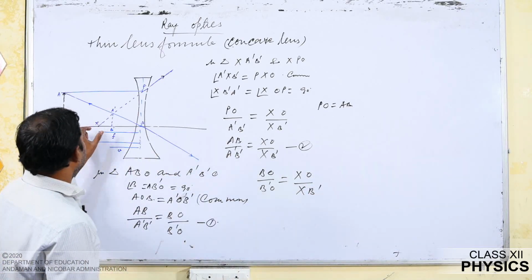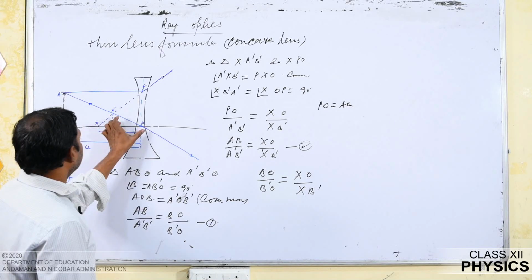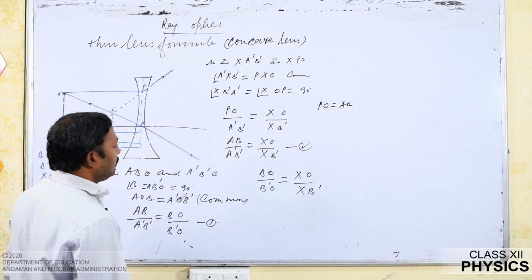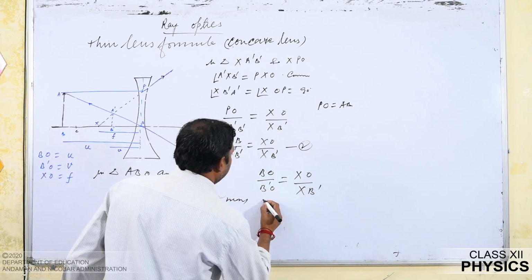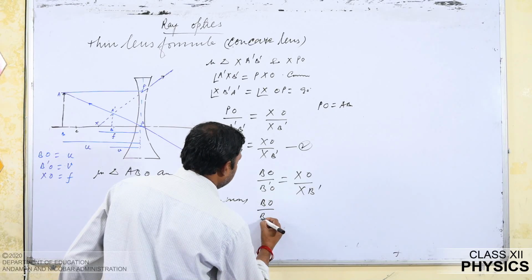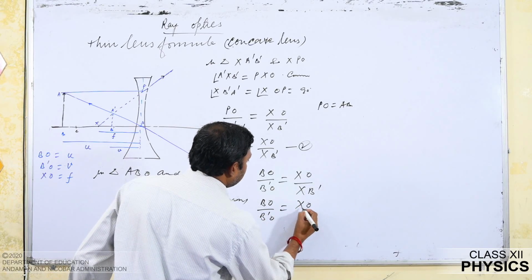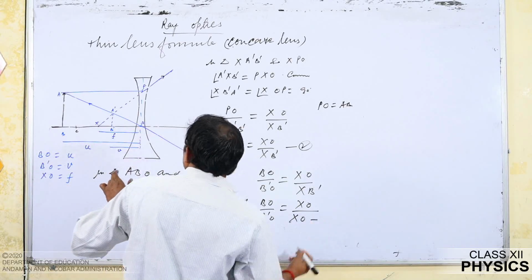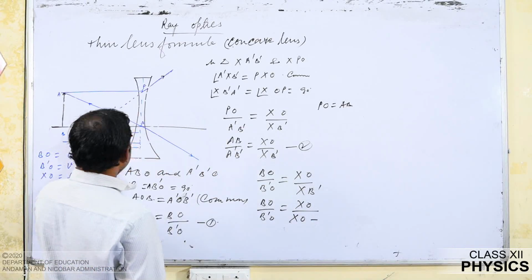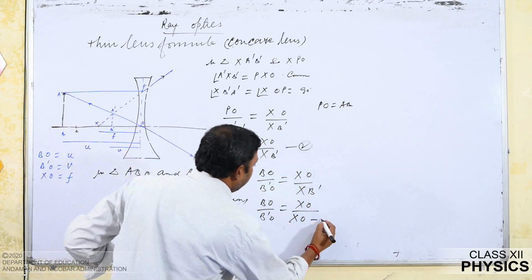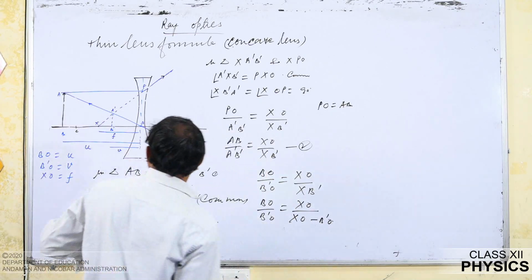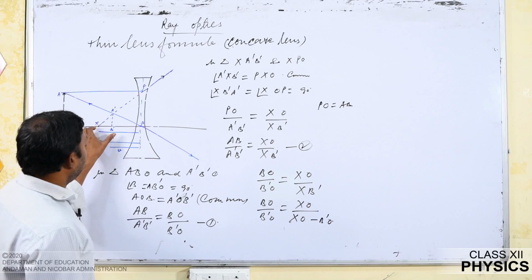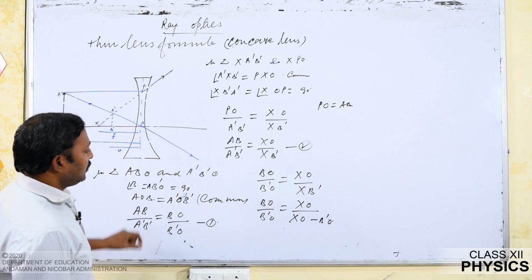From the figure, X B dash is equal to XO minus B dash O. So, XO divided by X B dash can be written as XO divided by XO minus B dash O. So, X B dash is equal to XO minus B dash O.